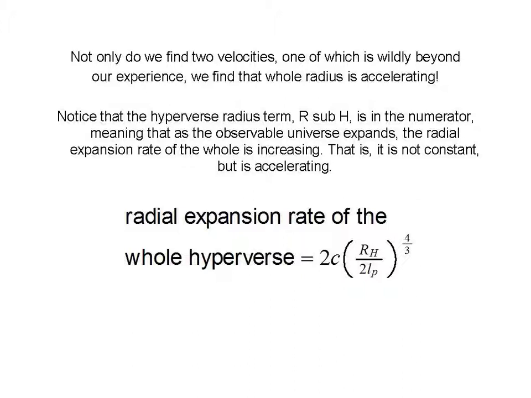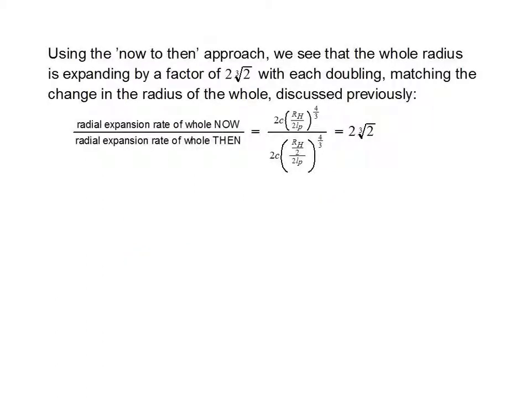Notice that the hyperverse radius term, r sub h, is in the numerator, meaning that as the observable universe expands, the radial expansion rate of the whole is increasing. That is, it is not constant, but is accelerating. Using the now and then approach, we see that the whole radius is expanding by a factor of 2 times the cube root of 2 with each doubling, matching the change in the radius of the whole discussed previously.